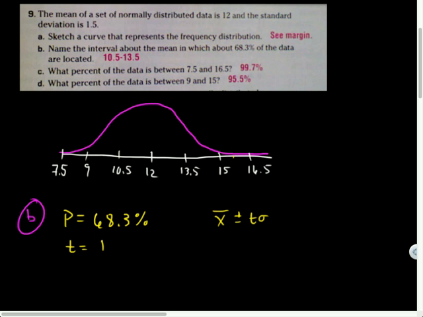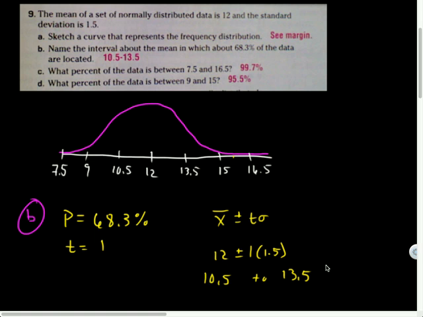So let's plug in what we know. x bar is 12. I'm going to add and subtract 1 standard deviation, so 1 t-value, and the standard deviation was 1.5. So 12 minus 1.5 is 10.5, and 12 plus 1.5 is 13.5.